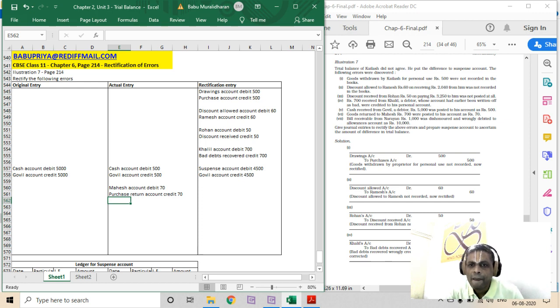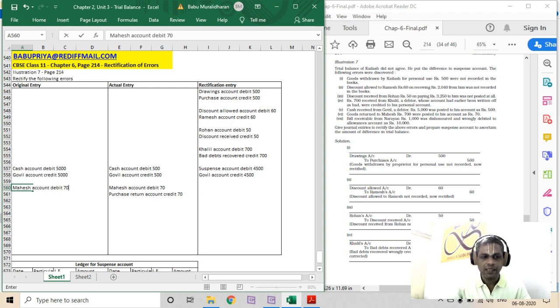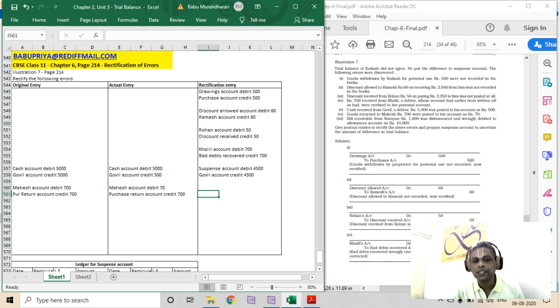Goods returned to Mahesh rupees 700 was posted to his account as rupees 70. It means purchase return has been entered correctly, right? So what should be the entry? Mahesh account debit 700, purchase return account credit 700. You can see here purchase return is entered correctly. So the entry has got posted to Mahesh account as 70.